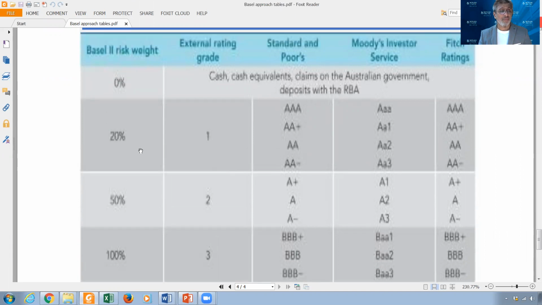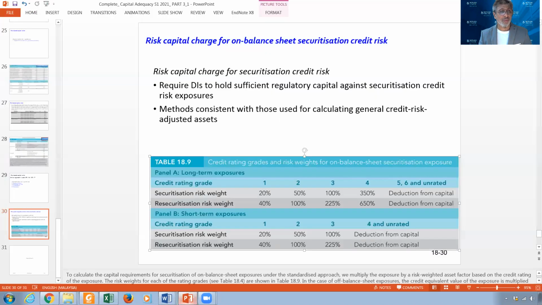Either they don't talk about the rating, they just bring you the numbers. The numbers are from table 5, which actually reflects the rating. So if it is a securitization risk weight, you have to do it at 20%. This is for the long-term positions. As you can see, it's based on the rating. And this is the short-term exposures, and the credit rating is according to this.